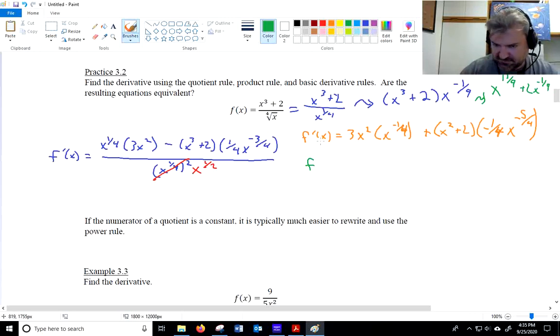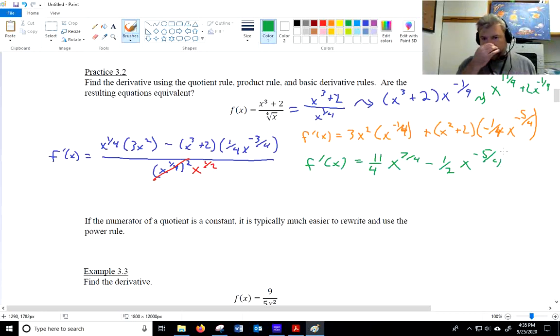All right, so now we'll take the derivative, and that gives me 11/4 x. So 11 minus 4 is 7, to the 7/4, minus 1/2 x to the negative 5/4. All right, well, that is also looking quite different.